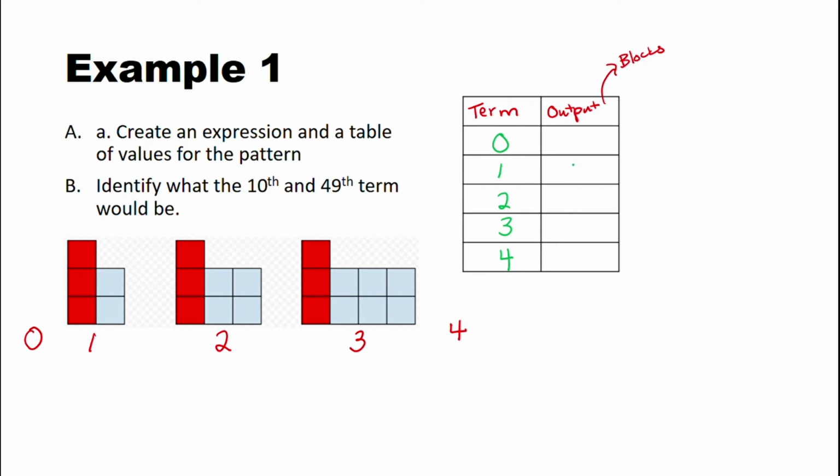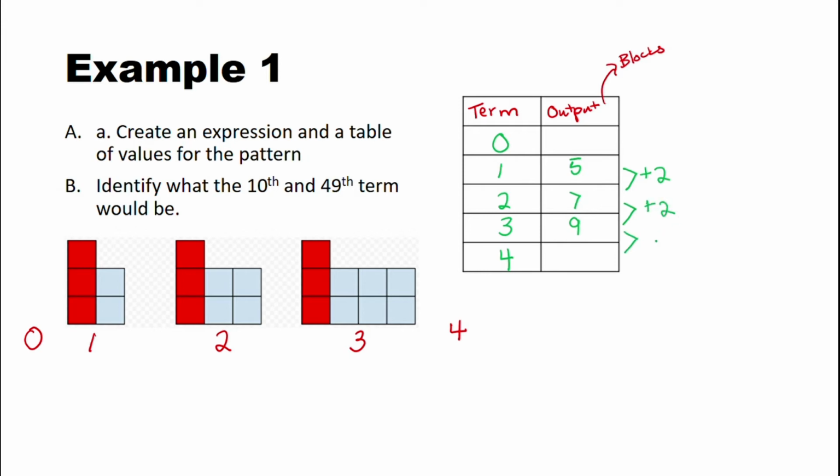I can see that in term 1 I have 5. Term 2 I have 7. In term 3 I have 9. And I don't have a picture of term 4, so I'm going to come back to that one. Okay, so first thing I'm going to do is try to figure out, what's my multiplier? So I can see that this one is going up by 2, and this also goes up by 2.